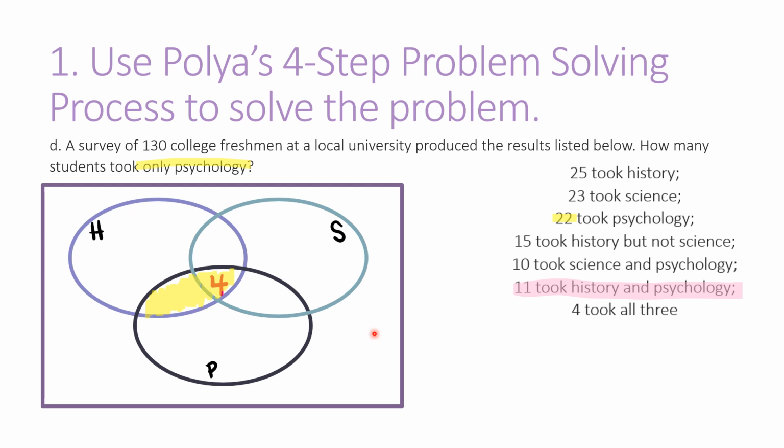11 people are in that overlap. Well, we've already counted 4 of them right here. That's the 4 that took all 3. All right, so these 4 people that are in the middle, it is true that they took history and psychology. They just also took science. All right, so they are counted as part of this 11. So we've got to figure out what goes in this little chunk of the bubble that's going to make this highlighted part add to 11. That would be 7, right? All right, so 7 people took just history and psychology. 4 people took all 3 subjects. So together, 7 plus 4 gives me 11 people that took history and psychology.